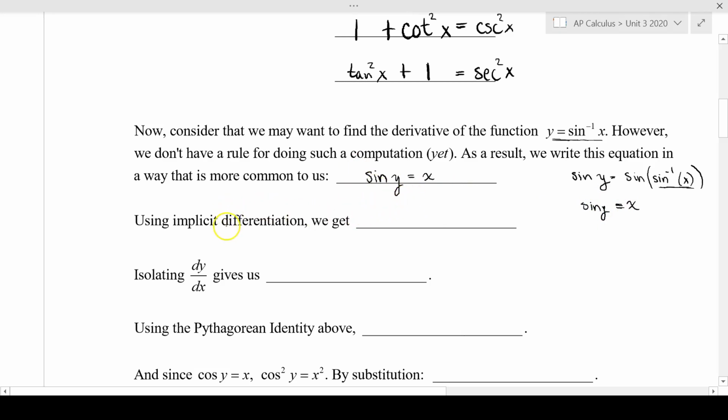So anyway, using implicit differentiation, we're going to take the derivative of both sides. So sine turns into cosine y. But remember that y is not the variable x, and we're doing d/dx of both sides, so we're doing it in terms of x. So we need to have an extra chain rule factor here, dy/dx. And the derivative of x just gives me 1. So to solve for dy/dx, we're going to divide by cosine y.